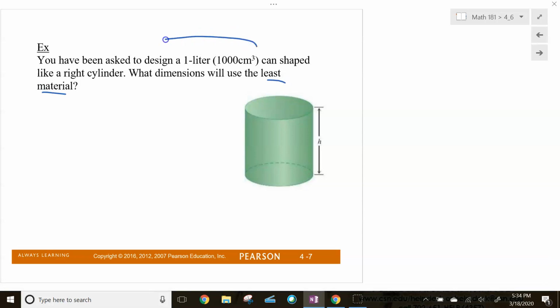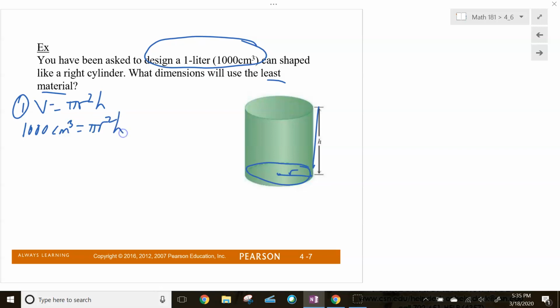Well, first of all, let's start with what we're given here. We've got this volume. We have a liter, which is 1,000 cubic centimeters. The volume is the area of the base, pi r squared, times the height, h: pi r squared h. And they tell us it's 1,000 cubic centimeters. So r is in centimeters because r squared would be square centimeters, and height is in centimeters. That's why it's a cubic centimeter.